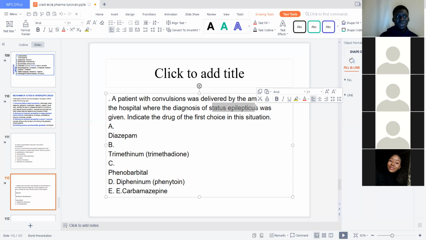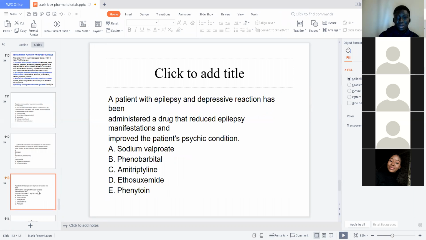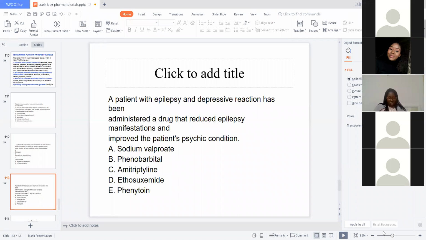Status epilepticus means prolonged epilepsy. Normally a seizure is supposed to last for less than 5 minutes. When it's more than 5 minutes, then it's status epilepticus. So the drug of choice for seizures that last for more than 5 minutes is diazepam. Okay, next question. Joshua.